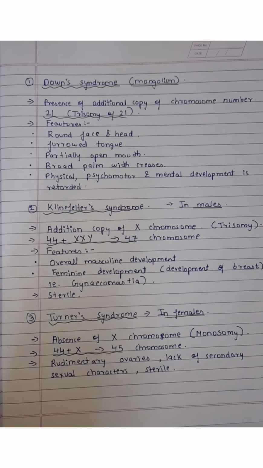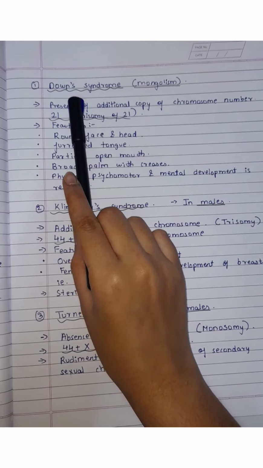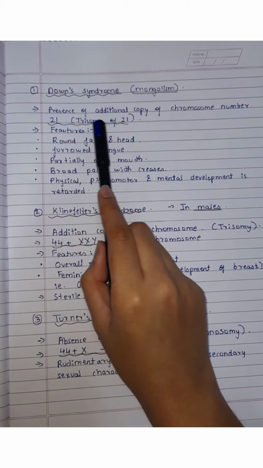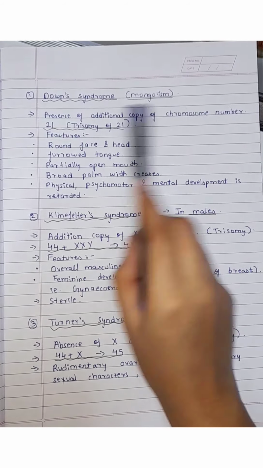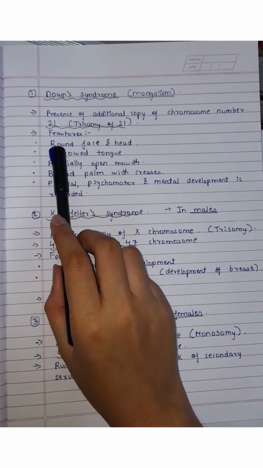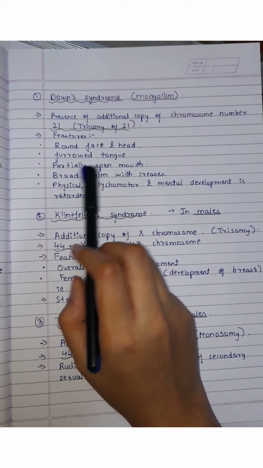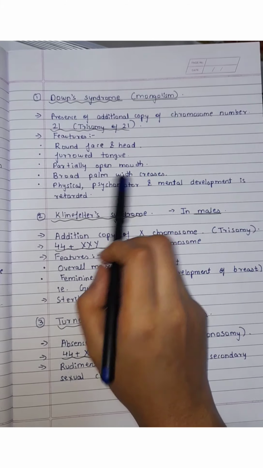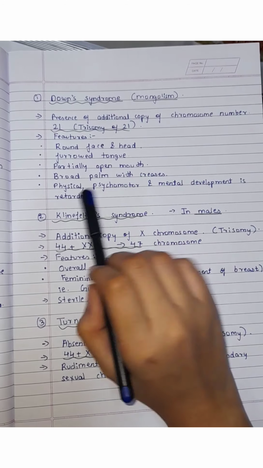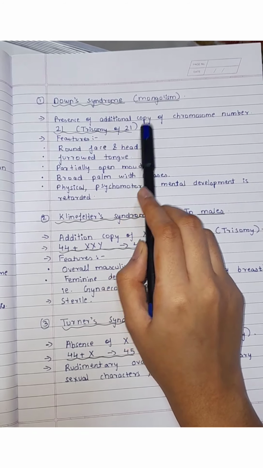Next up, we're going to understand chromosomal disorders. The first disorder is Down syndrome, which is also called Mongolism. Over here, presence of an additional copy of chromosome number 21, which is trisomy of 21, occurs. The features are round face and head, furrowed tongue, partially open mouth, broad palm with creases. Physical, psychomotor and mental development is retarded. Here, an additional chromosome 21 is added.